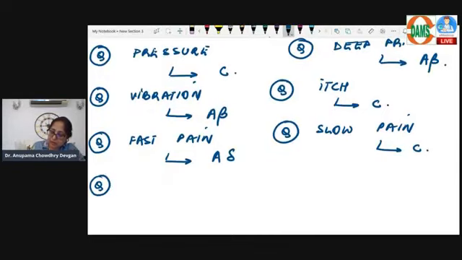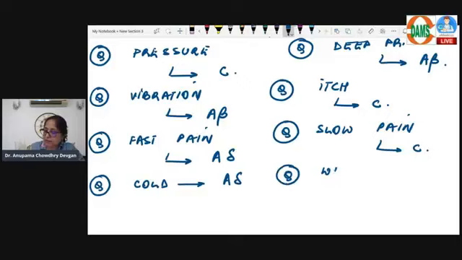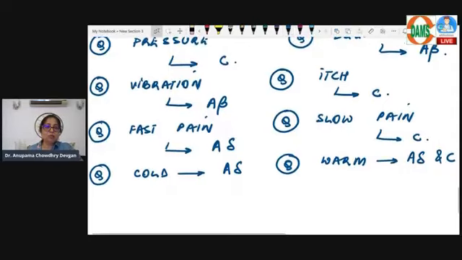Next question. Which is the fiber for cold sensation? Cold sensation is A delta. Which is the nerve fiber for warm sensation? Warm sensation is A delta and C.